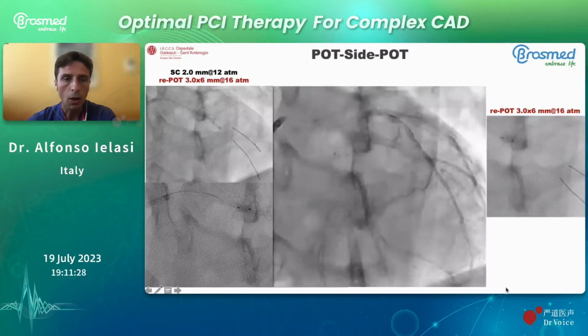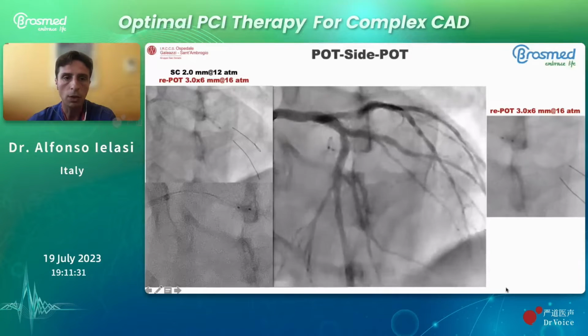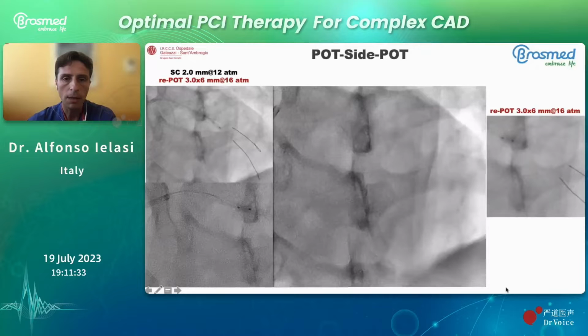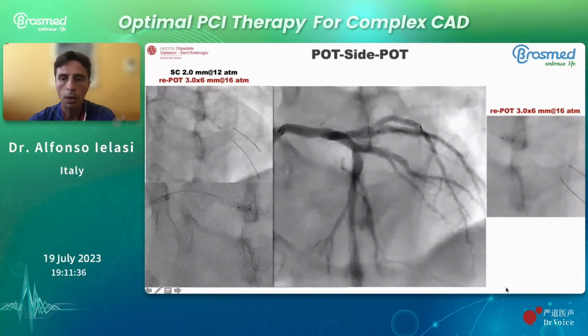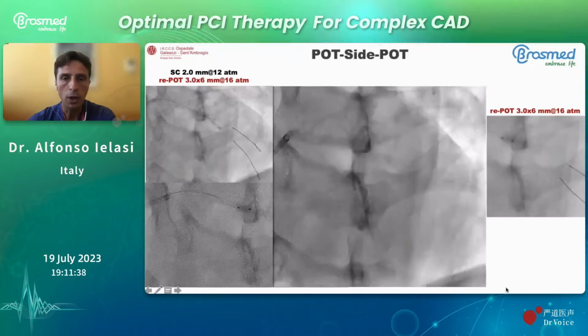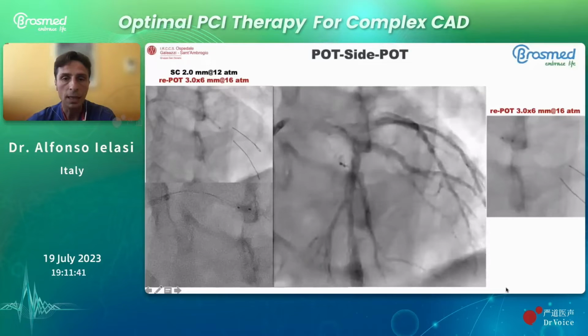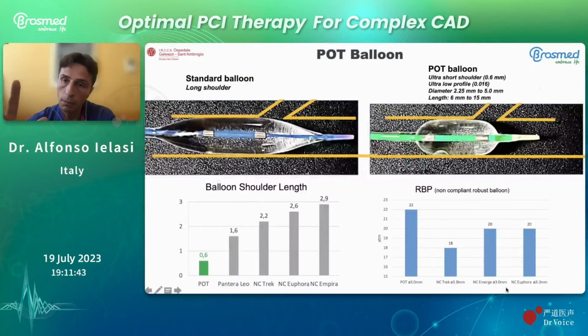Dilatation at the ostial and proximal segment of the side branch was done with a 2.0 mm semi-compliant balloon, and then re-POT was performed using a 3.0/6 mm balloon at 16 atmospheres. And looking at the specific characteristics of the POT balloon, we can see that this new device has an ultra short shoulder, 0.6 mm. In particular, this length is the lowest actually available in the market.